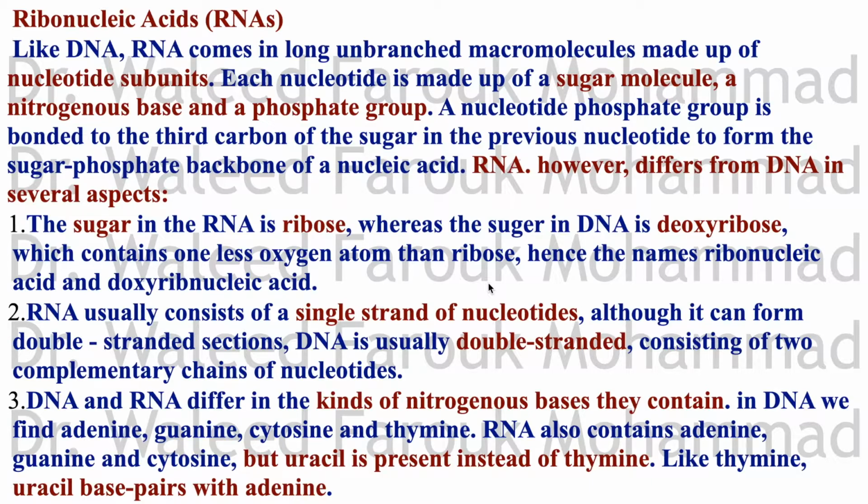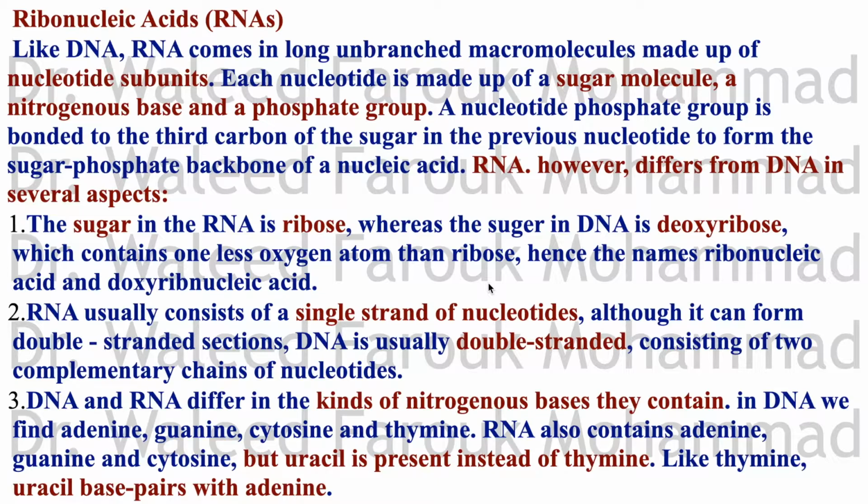The phosphate group is bonded to the third carbon of the sugar of the nucleotide next to it to form the sugar phosphate backbone. All this was studied with the DNA, but there are differences between RNA and DNA. For example, the sugar in the RNA is ribose, not deoxyribose. That's why the DNA is called deoxyribonucleic acid, and RNA is ribonucleic acid.